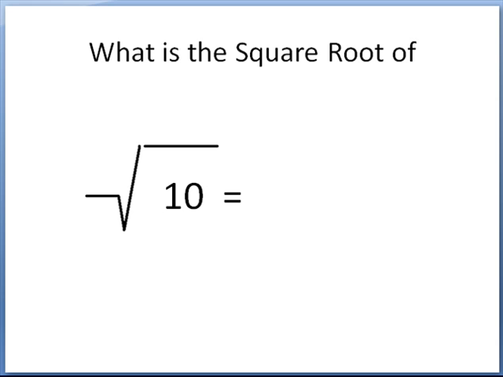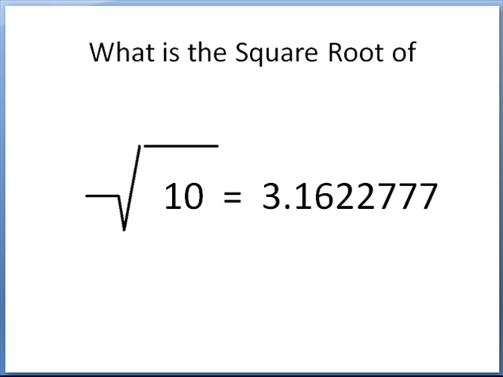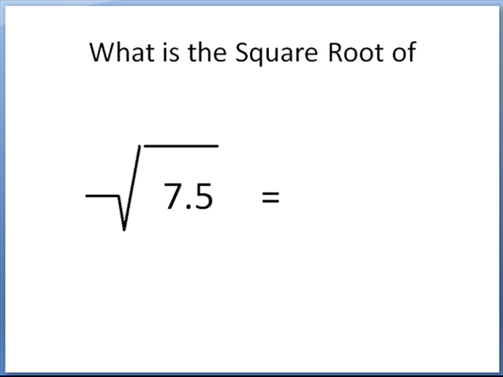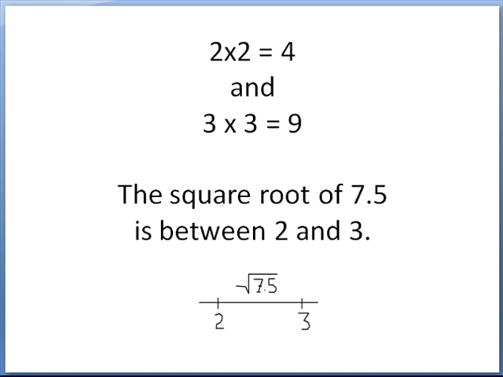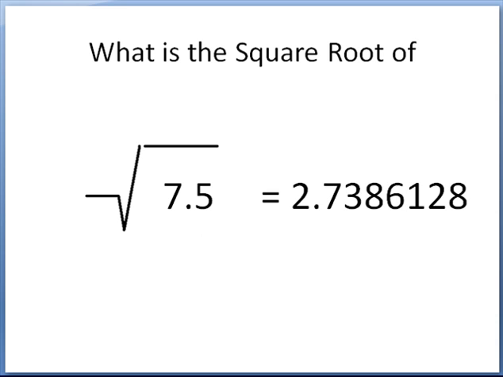What's the square root of 10? It's a small bit more than 3, because 3 times 3 is 9. What's the square root of 7.5? Well, you know that 2 times 2 is 4, and 3 times 3 is 9, so the square root of 7.5 is somewhere between 2 and 3. It's a small bit less than 3. It would be 2.7386128.